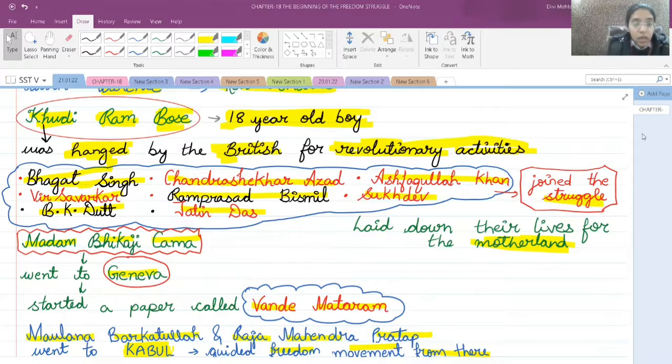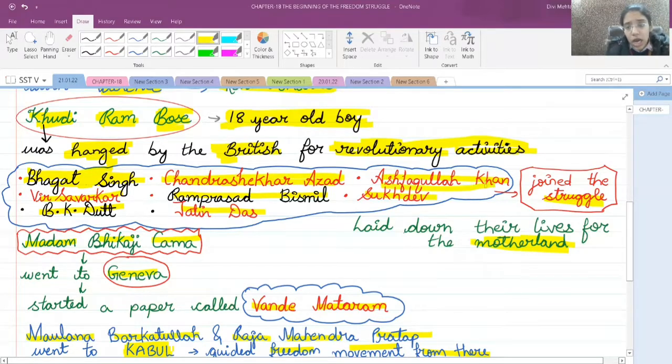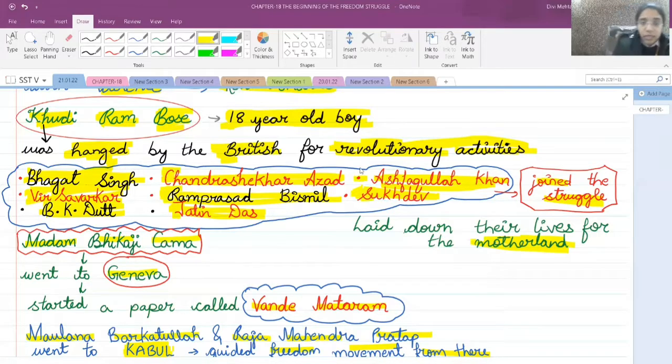So they hanged him. Bhagat Singh, Chandrashekhar Azad, Ashfaqullah Khan, Veer Savarkar, Ram Prasad Bismil, Sukhdev, B.K. Dutt, and Jatin Das were the revolutionaries who joined the struggle. They were ready to lay down their lives for their motherland, India.